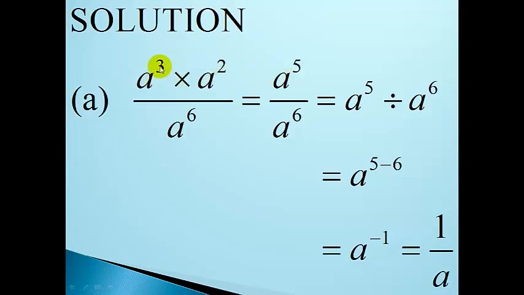So a raised to the power 3 times a raised to the power 2 is equal to a raised to the power 5. Don't forget, it's all divided by a raised to the power 6. Now a raised to the power 5 divided by a raised to the power 6 can also be expressed as a raised to the power 5 divided by a raised to the power 6.